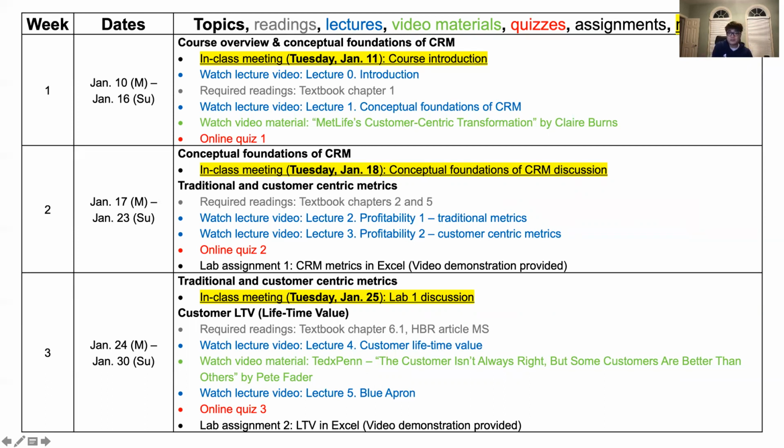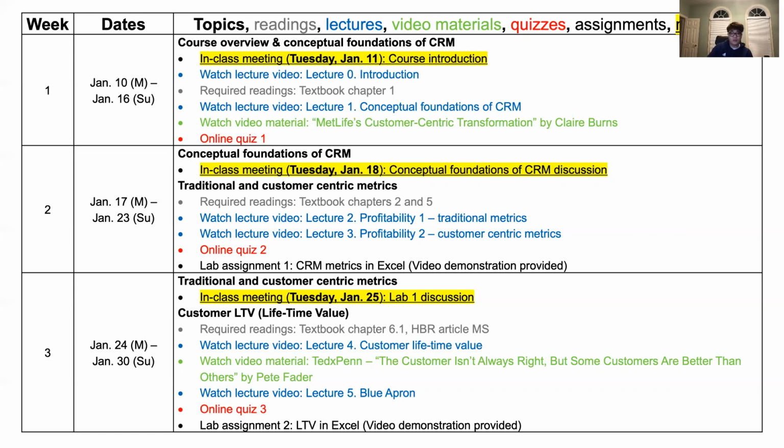The format is the same as the first week: textbook, lecture, additional materials, and quiz. In addition, there is a lab assignment. As I told you, all materials, including video demonstration, will be provided. And during this week, we will have an in-person discussion for managerial challenges related to the first week topic.